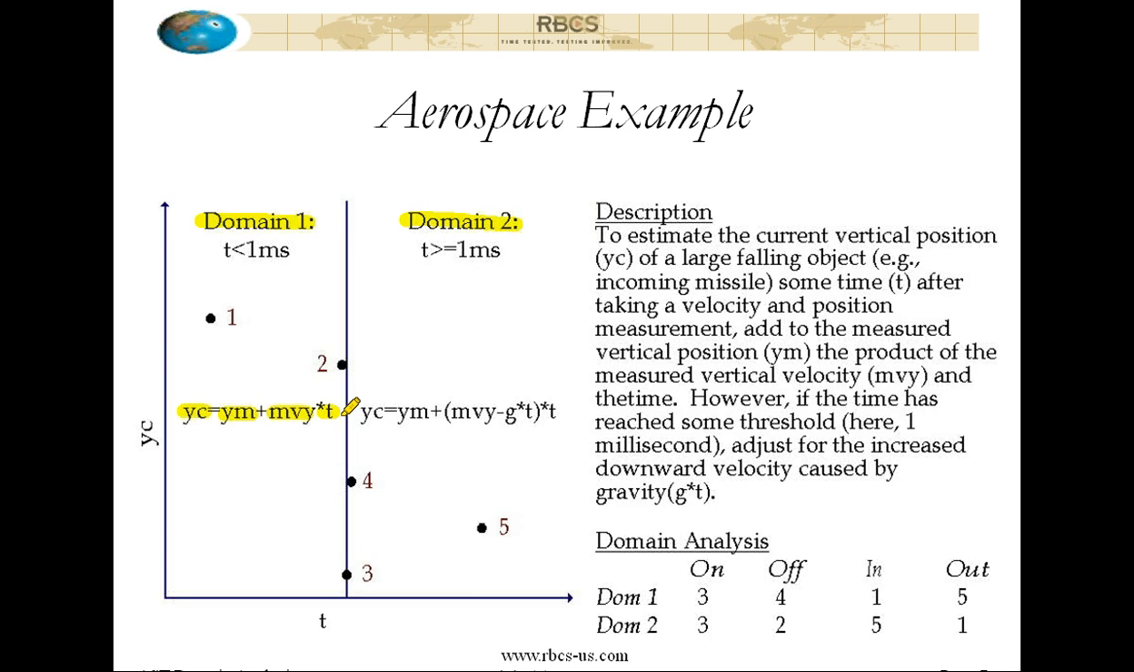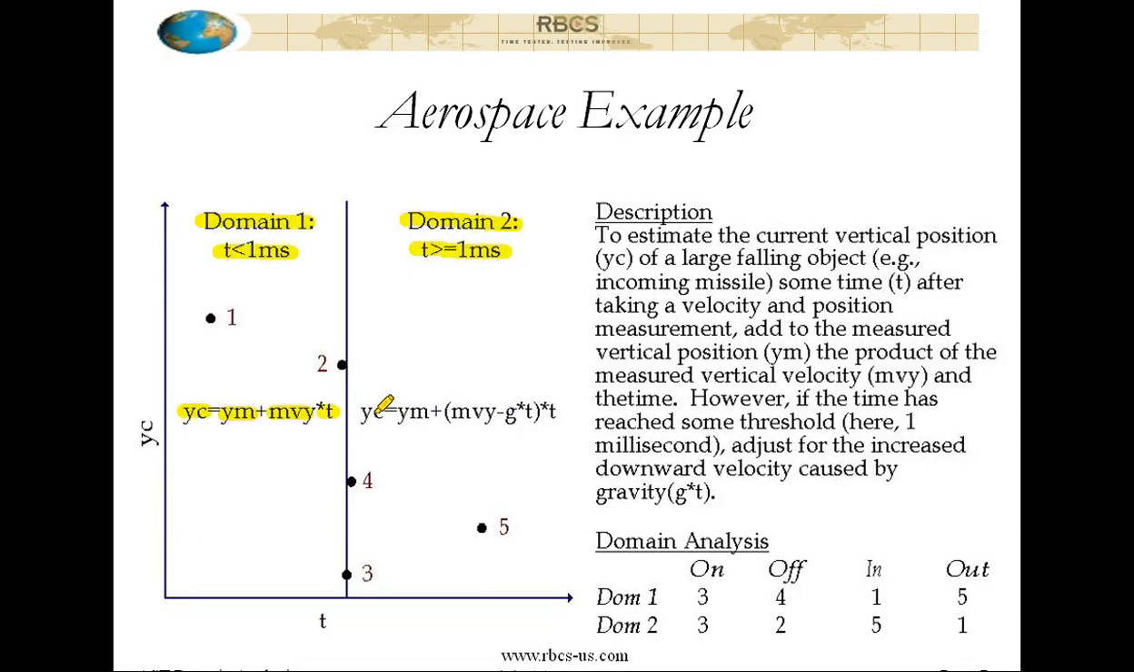We've got YC, YM, MVY, and T. And notice that T is not only a factor in the calculation, but T is also the factor that decides what domain we're in. Okay, so there are four factors in this particular calculation. One of them is also this decision factor. You could have multiple decision factors as well, and in this case, there's just the one.